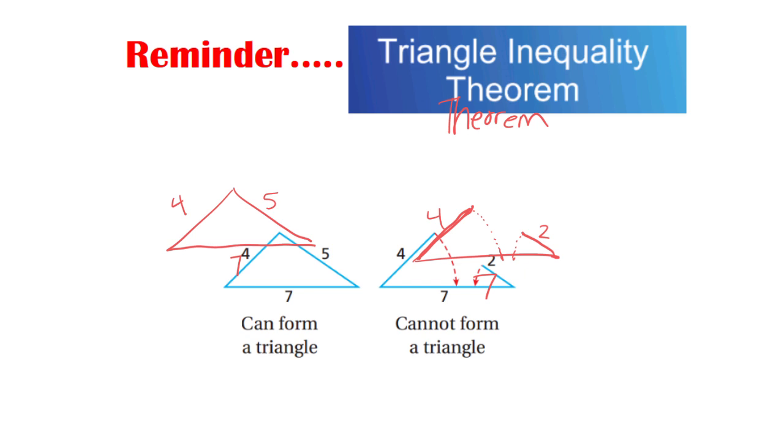So that's just one more thing that might get thrown in the mix here, is that if they give you three sides, you have to make sure that two of the sides will add up to be longer than the third side. Otherwise, you might just end up without having a triangle at all.